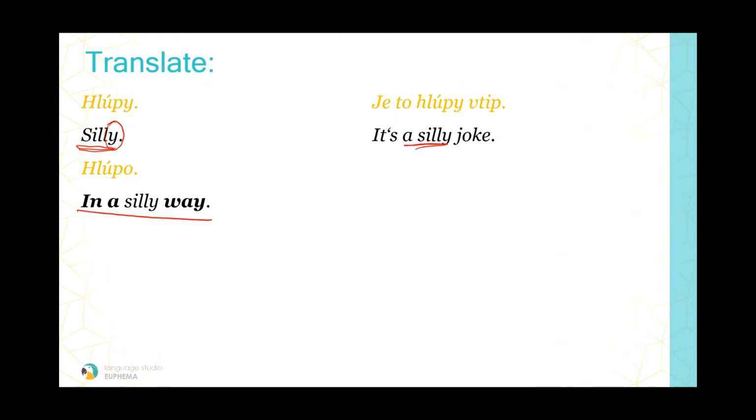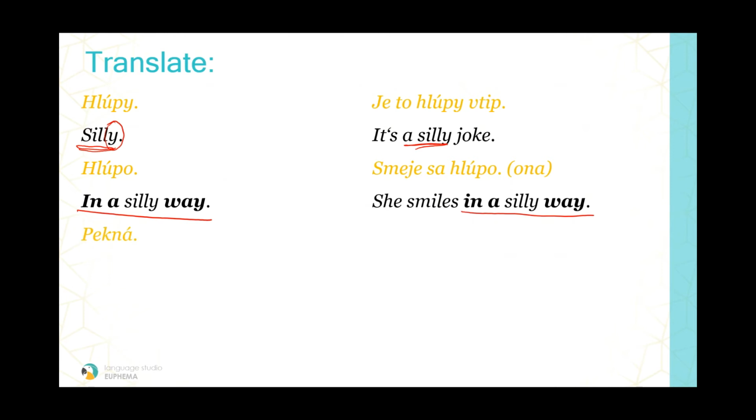In a silly way. Very well. In a silly way. Je to hlúpy vtip. Translate. It's a silly joke. Silly, adjective, right? But now, smeje sa hlúpo. Ona sa smeje hlúpo. She smiles in a silly way. Good.